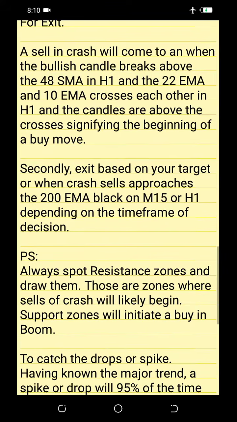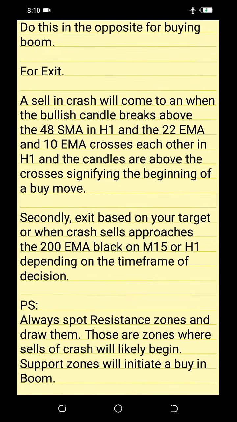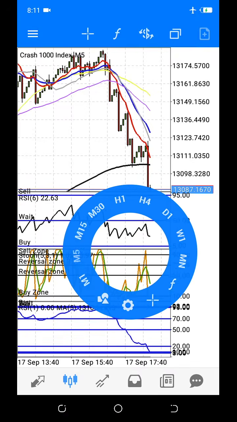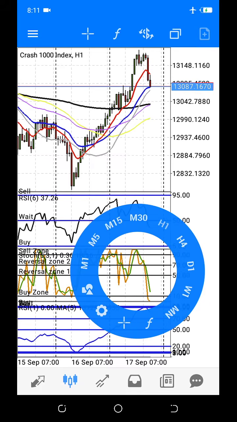Now for exit, a selling crash will come to an end when the bullish candle breaks above the 48 SMA in H1. That's what I'm saying. Don't quit until the candle breaks above and crosses the 48 in H1, not in 30 minutes, not in M15, and the 22 EMA and the 10 also cross each other in H1, and the candles are above the crosses. That signifies the beginning of a buy move. Let's come to H1. Look at what I'm saying.